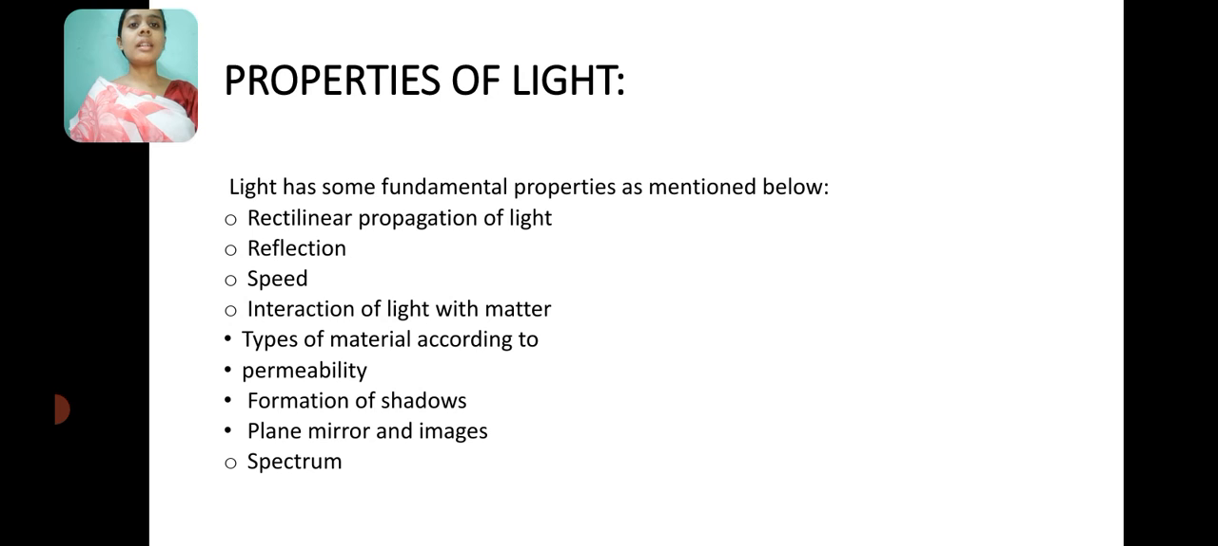Hello children. Previously we studied about artificial sources of light and natural sources of light. So now we are going to study about properties of light. The properties of light are rectilinear propagation of light, reflection, speed, interaction of light with water, types of material according to permeability, formation of shadows, plane mirror and images, and spectrum. We will learn about these in detail one by one in later classes.